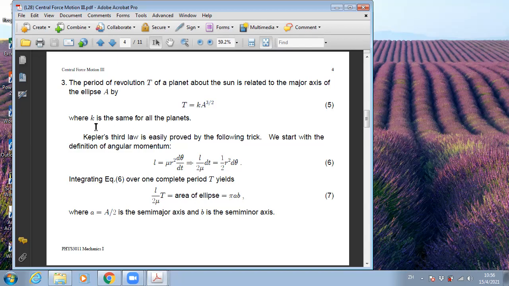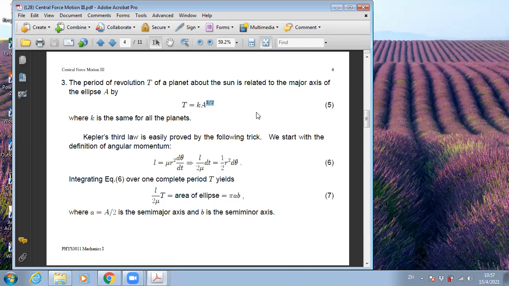Okay, where k is the same for all the planets. Wow, when I was in high school, I found that this is really amazing. Why? This exponent, 3/2. Am I right? 3/2.